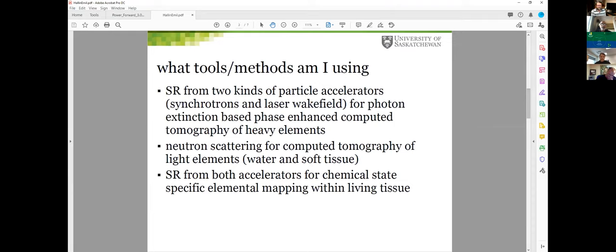What tools am I using? Synchrotron radiation from two kinds of particle accelerators, synchrotrons and laser wave fields, for photon extinction-based phase-enhanced computed tomography of heavy elements. That's a good way of saying doing X-ray CT on plants and plant root systems. I also use neutron scattering for computed tomography of light elements; neutron scattering is beautiful for water and the soft tissues that are in most biological species. And I'm starting to use SR from both the synchrotron and the laser wave field for chemical state-specific elemental mapping within living tissue. Next slide.